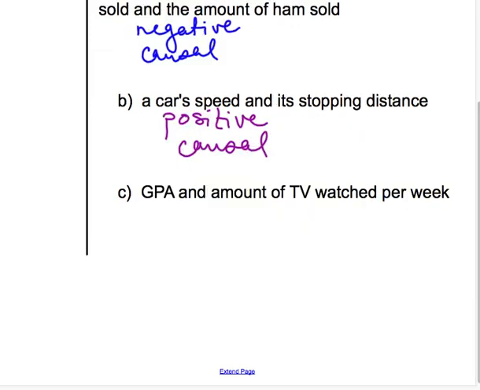Our last one, GPA and amount of TV watched per week. Well, the higher your GPA, you're probably watching less TV. So I would say that this is a negative relationship. And I would say that this is not causal. Your high GPA does not cause you to watch less TV.